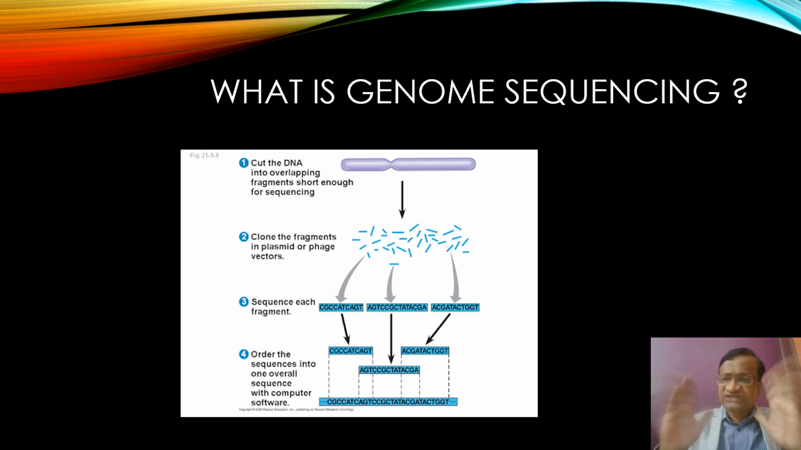Now, what is genomic sequencing? Cut the DNA into overlapping fragments, sort them and clone the fragments like this. Sequence each fragment, so we know what is what, and then order the sequence with computer software. This is genomic sequencing, to understand the genome.